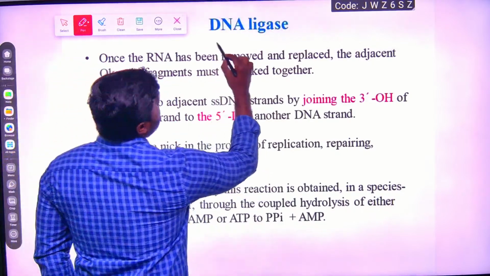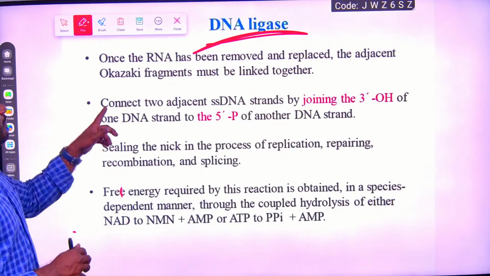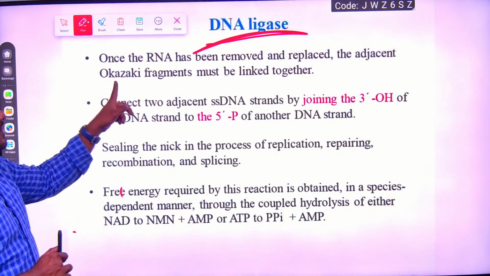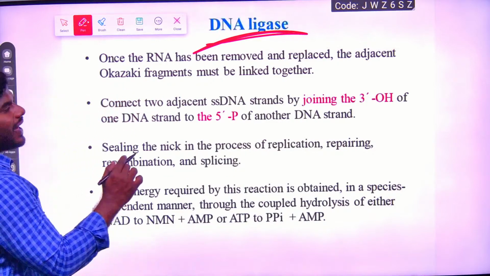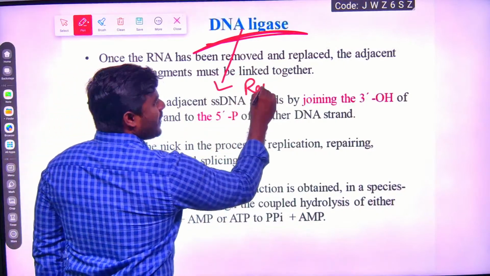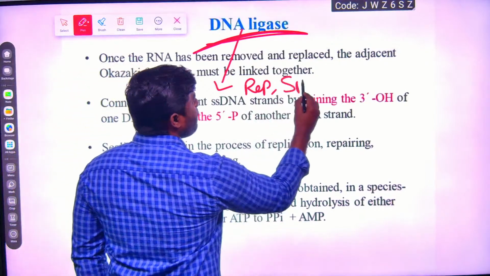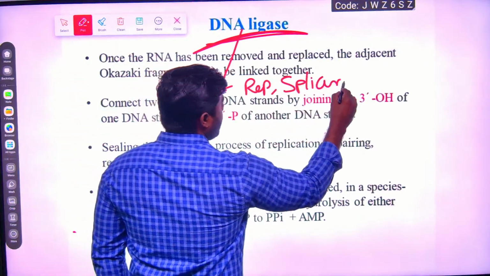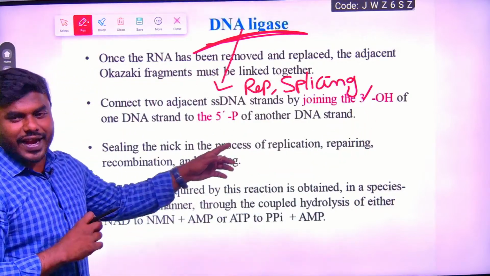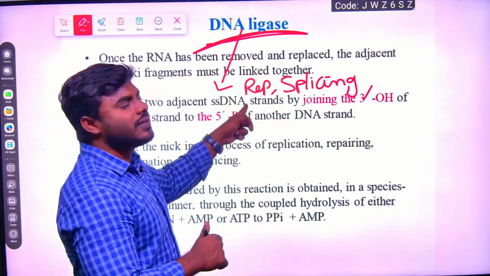Now the last and final enzyme is the ligase, another most important enzyme. The moment you hear the name ligase, one common point you have to remember: ligase enzyme is not only involved in replication, it is required for multiple functions. We are going to read it. Splicing. What is splicing? Removal of the introns, joining of the exons. Wherever we have to form the phosphodiester bond, there it will come.